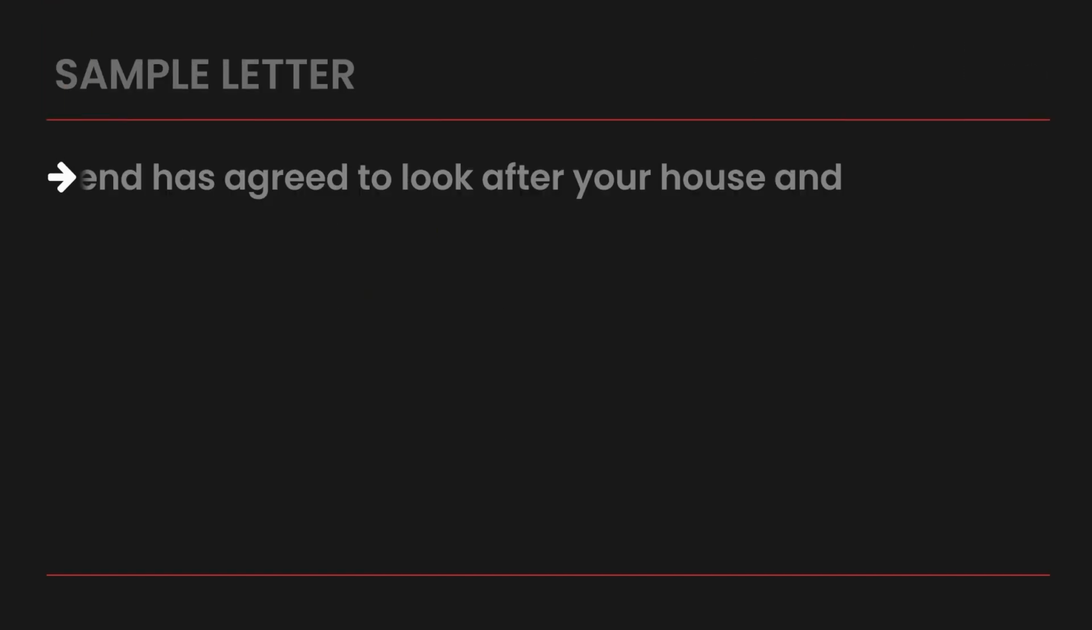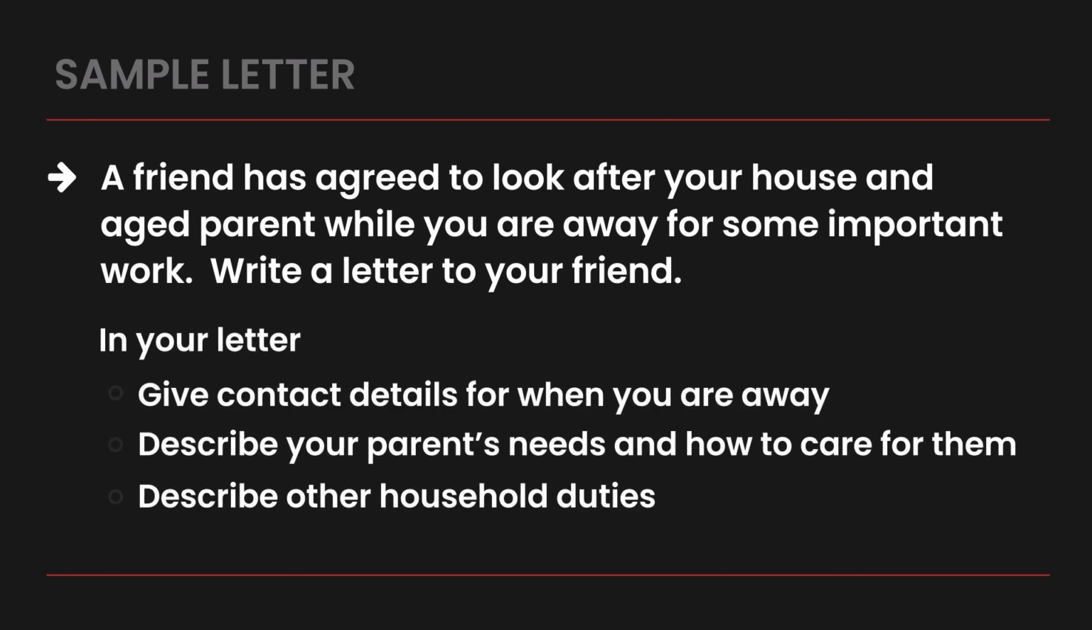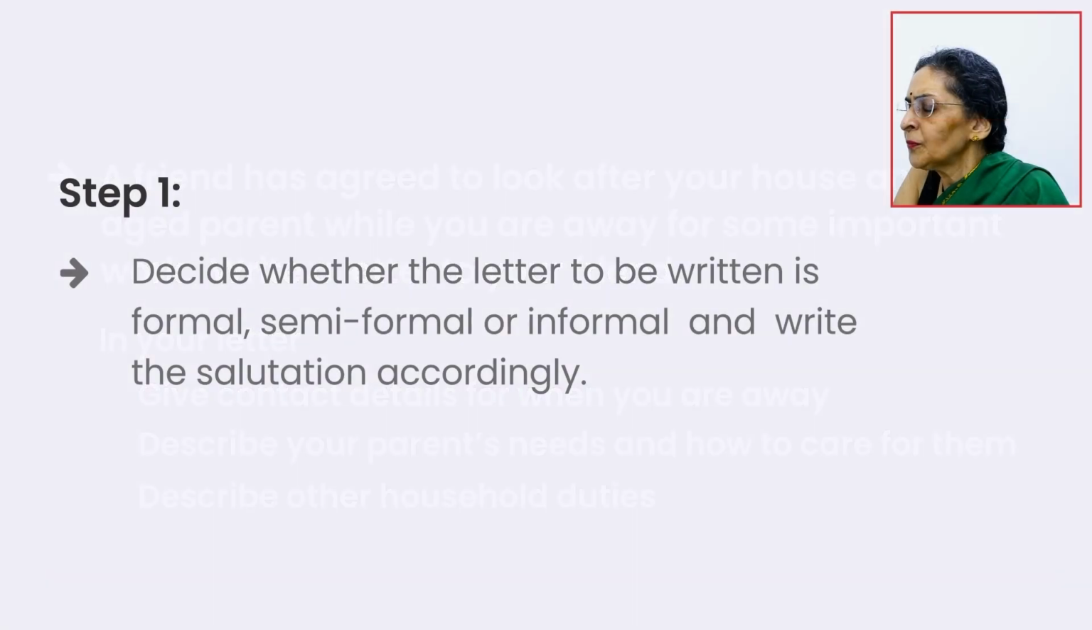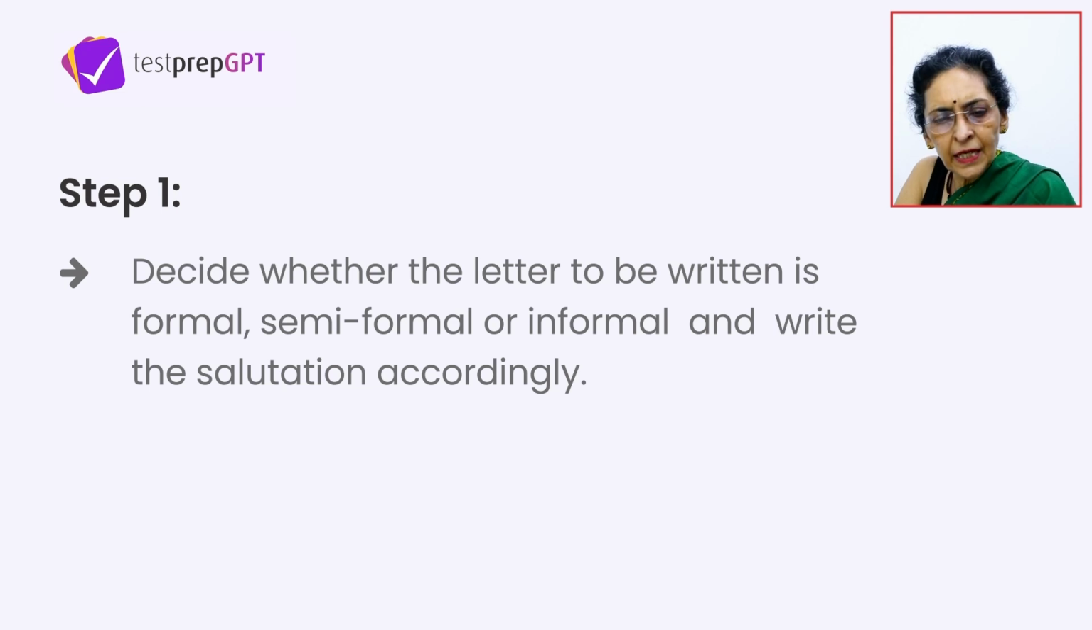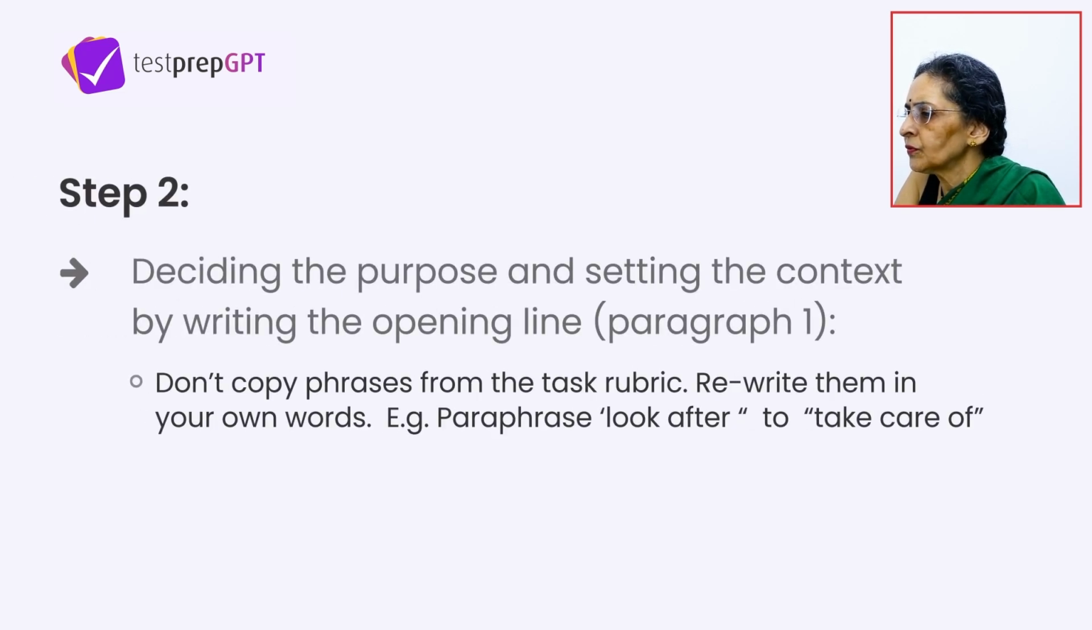Let's go through an actual task from beginning to end using these 6 steps that I've told you about. So here is the task up for you. In your workbook, write down step 1. Now write step 2. That's deciding the purpose, setting the context by writing the opening line.